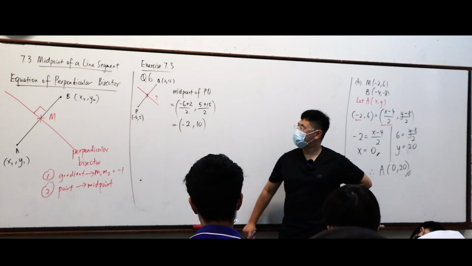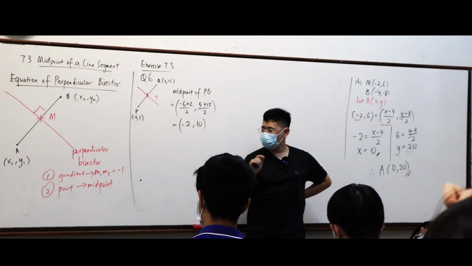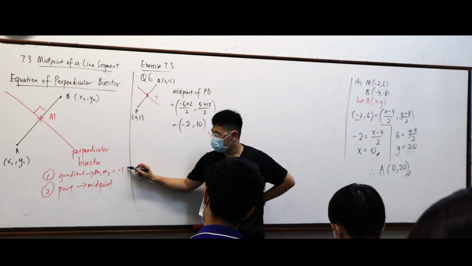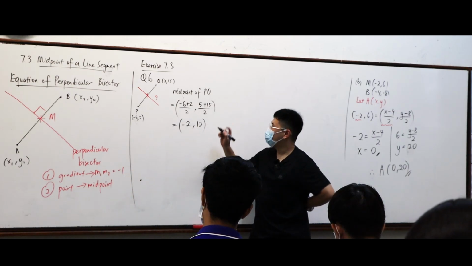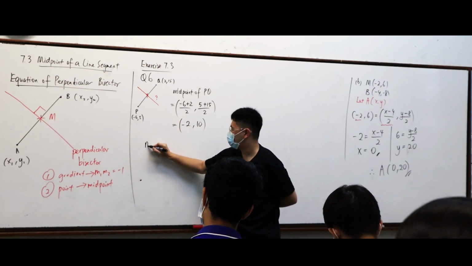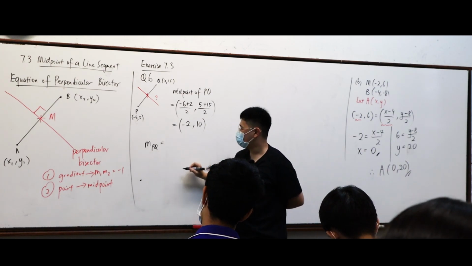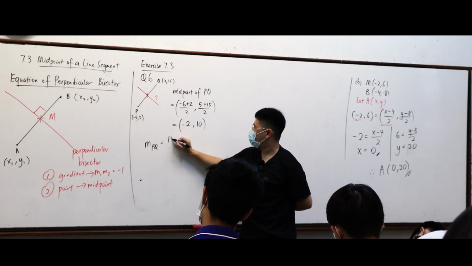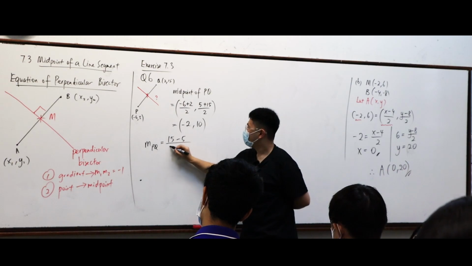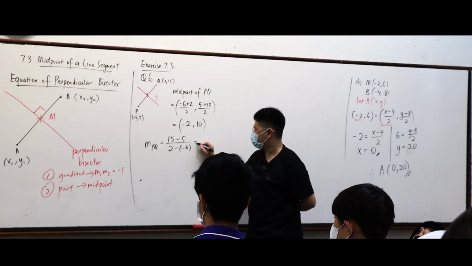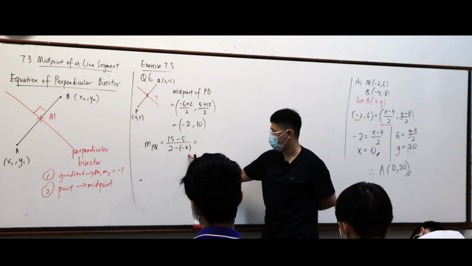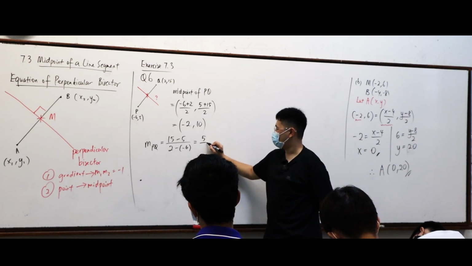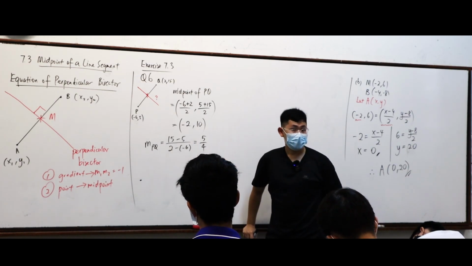Once we get this point already, what else do we need? We got the point, we need the gradient. So first, what's the gradient of PQ? The gradient of PQ is going to be equals to (y2 minus y1) over (x2 minus x1). So this would be 10 over 8. So this is 5 over 4.